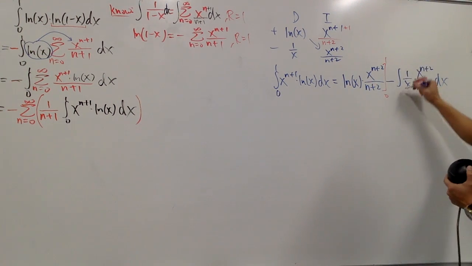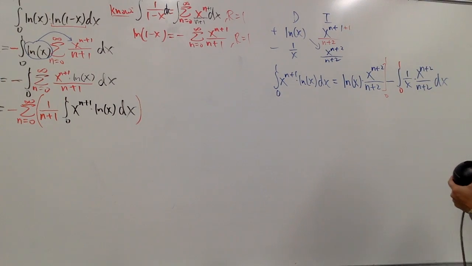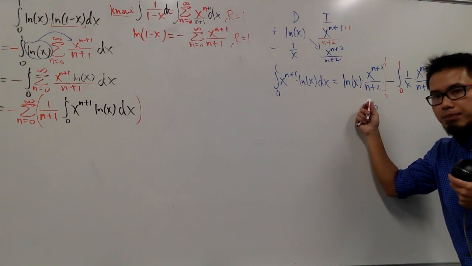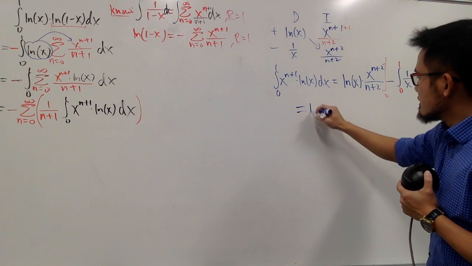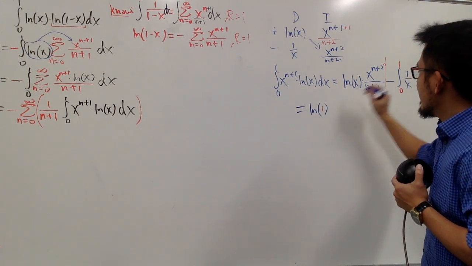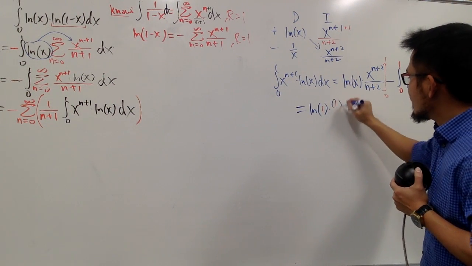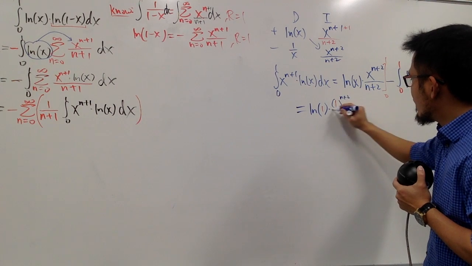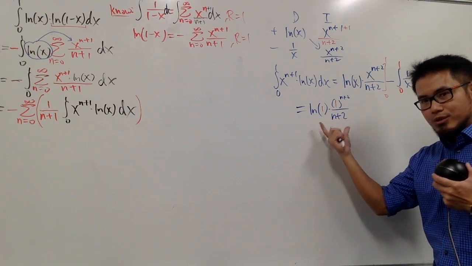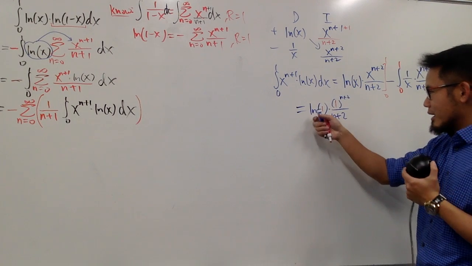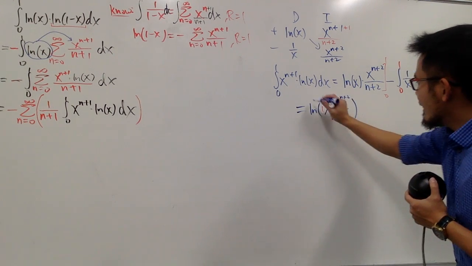And also, this integral has to still go from 0 to 1. Let's take a look at this part. I'm just going to plug in the 1 into all the x, so this is ln 1 times 1 to the n plus 2 power over n plus 2. This is nice because it's going to be 0 thanks to ln 1. But anyway, I'll show you guys all the work.